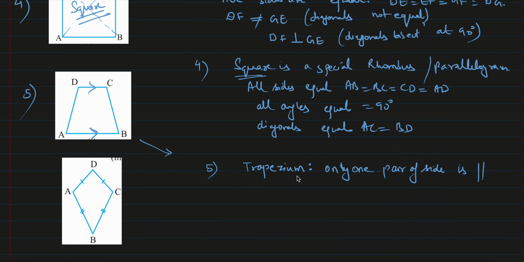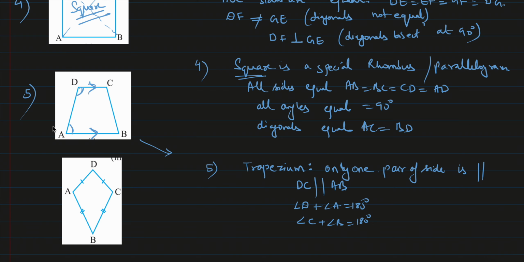So here what is parallel? Only DC is parallel to AB. Now what property will come over here as it is parallel? So these two angles are supplementary. So I can say angle D plus angle A is 180 degrees, and angle C plus angle B is 180 degrees. There is no property that diagonals bisect and all. Over here, no property like that.